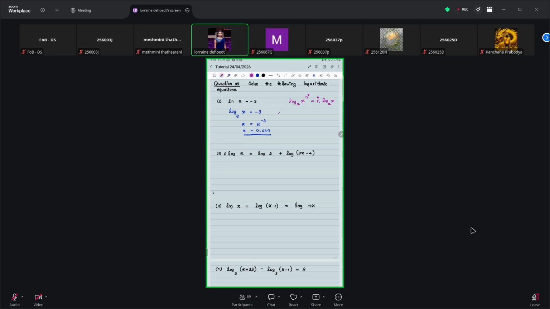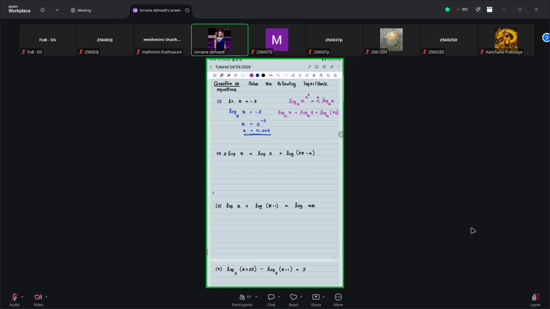And also log a x plus log a y. That means the bases are equal. Then you can write this one as the multiple of these two terms. When you are getting the common log term, then you can multiply them by each other.